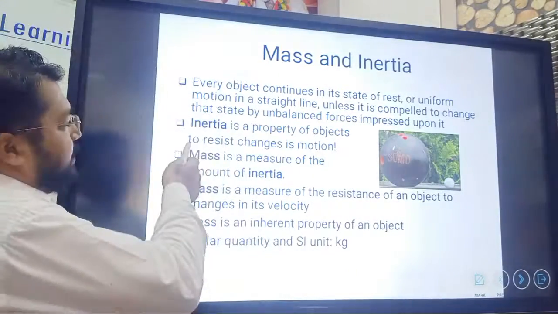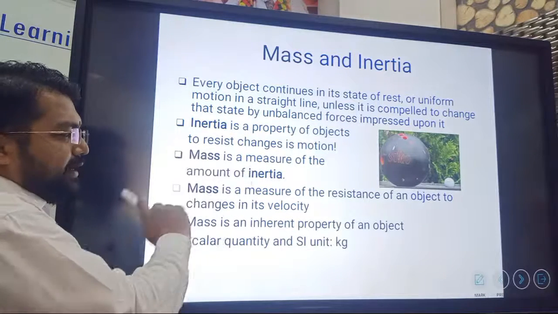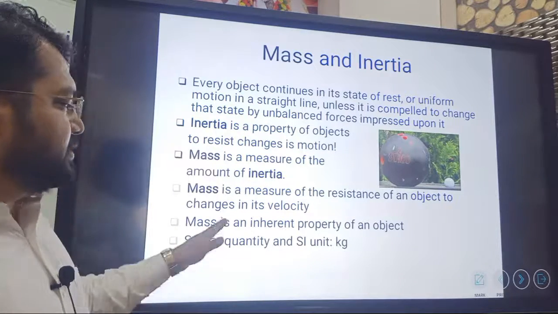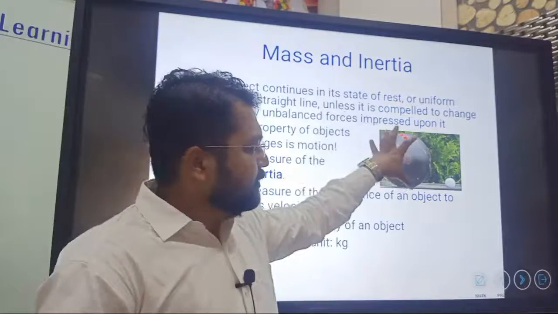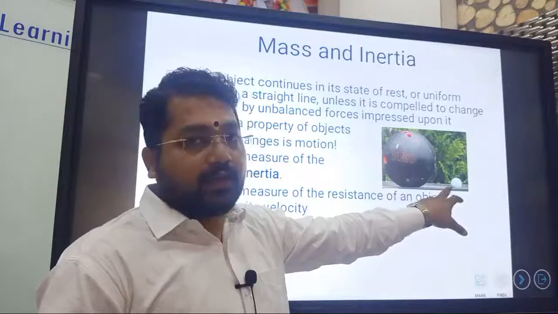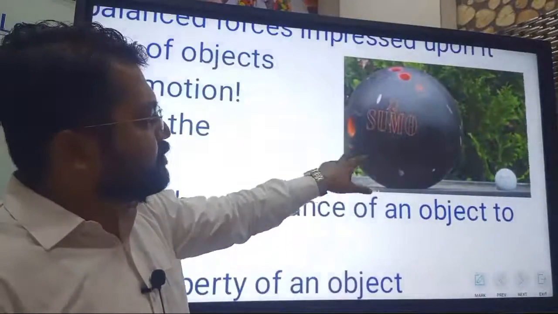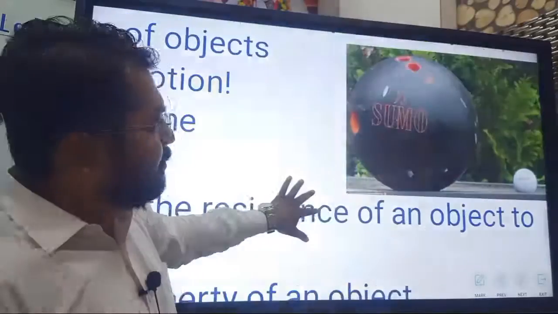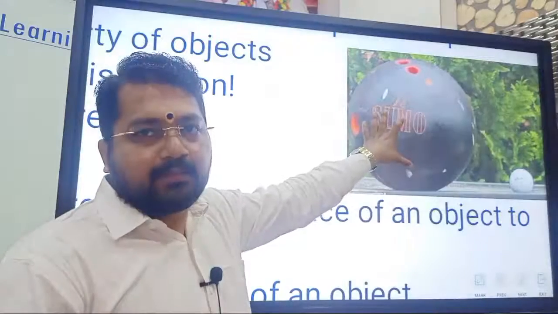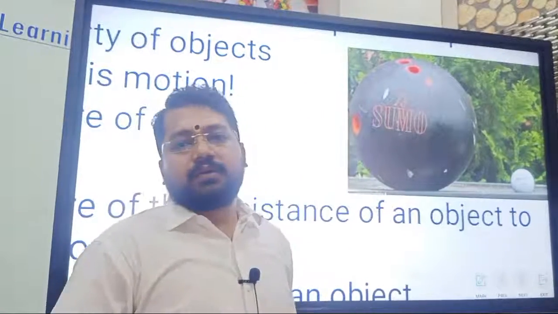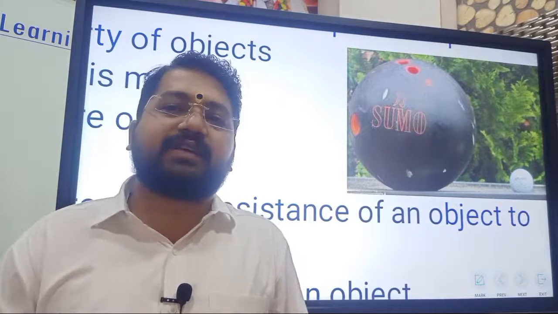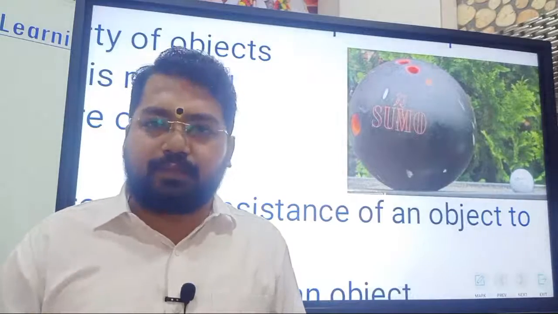So what is mentioned? Mass is a measure of the amount of inertia. Mass is a measure of the resistance of an object to changes in its velocity. Two balls are kept over here. One is larger and one is very small. If we compare these two, we can easily understand that this one is very heavy and cannot be easily moved. So that is creating inertia in its body. Depending upon mass, inertia will increase. If mass is more, inertia will be more.